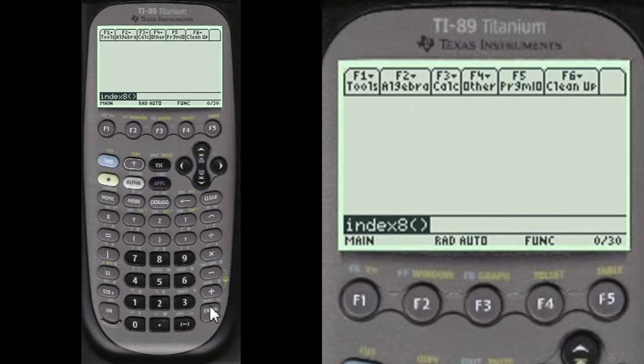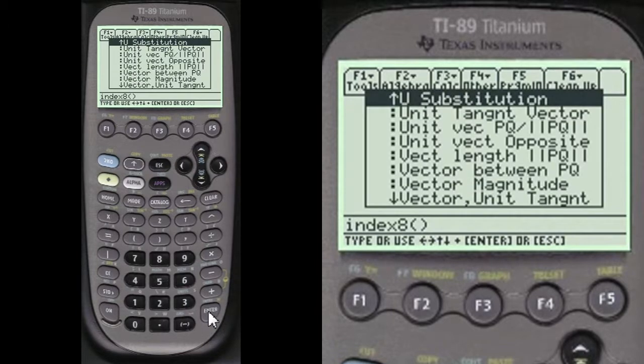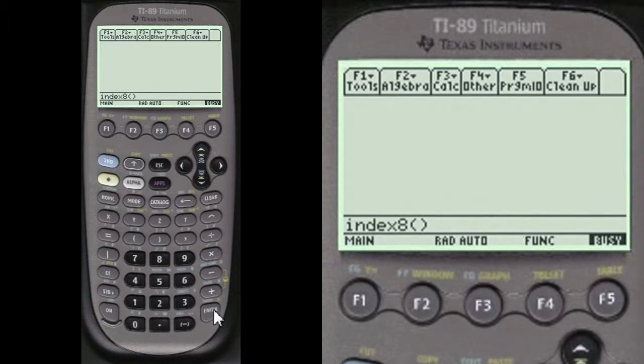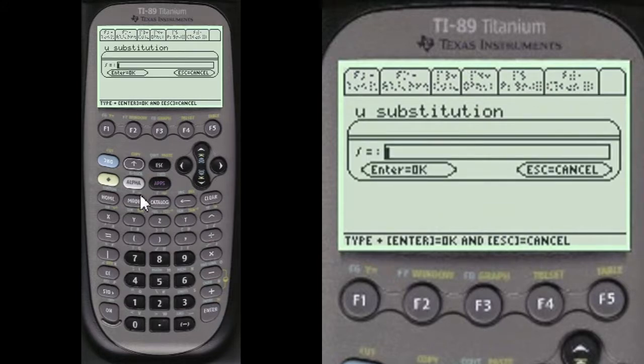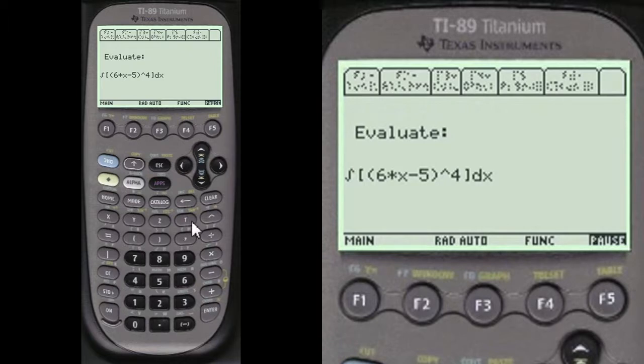Okay, index 8 to get to my menu. I'm at u-substitution. You'd scroll down to it there, choose that. We're going to enter the function. Alpha, before you enter anything into here: Alpha, left parenthesis, 6 times x minus 5, close off the parentheses, to the 4th power. So here's what we have. I say it's okay.